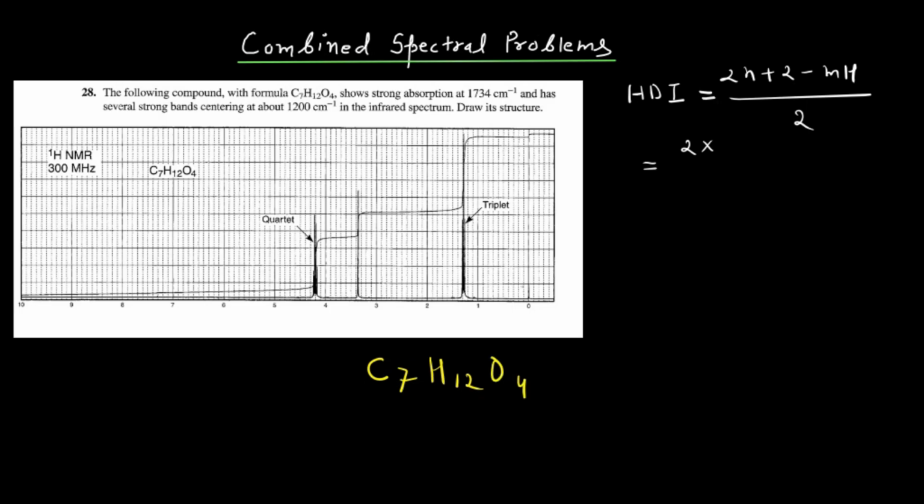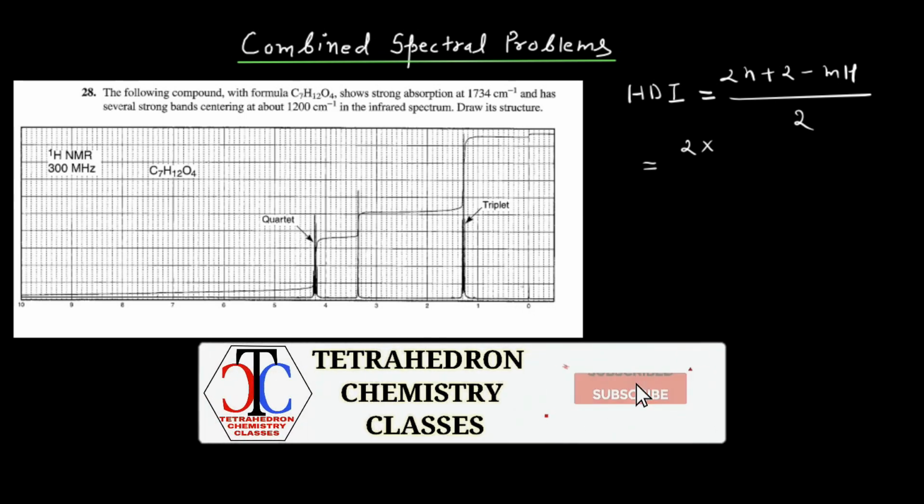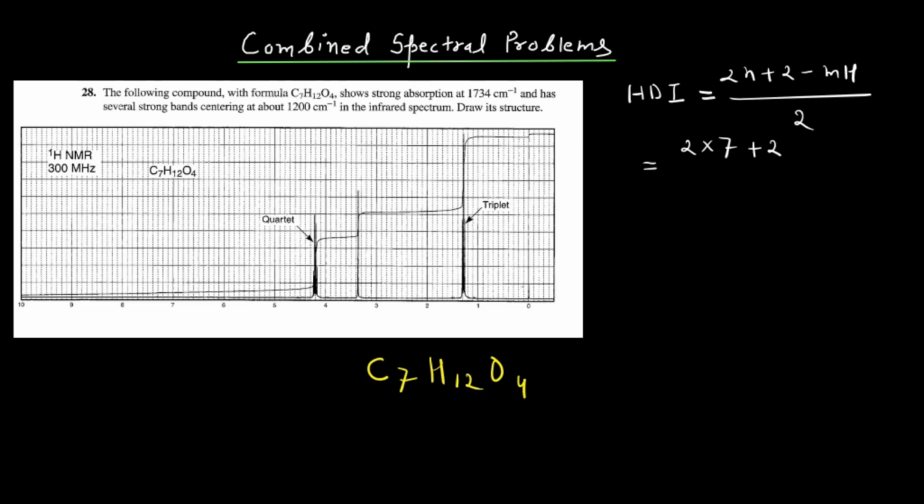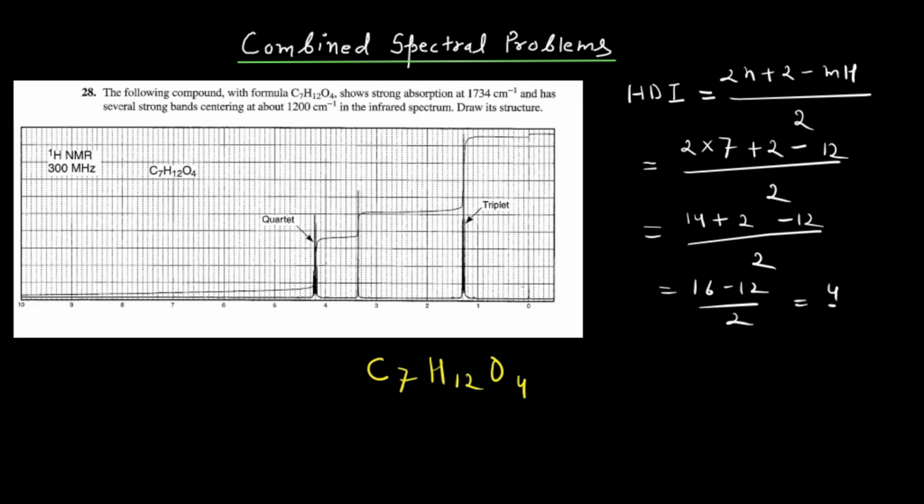C7H12O4. This is the formula you have been given. Only 7 carbons are here, so I'm writing 7 for this carbon, and then the plus 2 minus M is the number of hydrogens, so I'm writing 12 over there, divided by 2. If you apply the Bode mass rule, 7 times 2 is 14, plus 2, minus 12 over 2. This gives 16 minus 12 over 2, which gives 4 by 2 equals 2. So HDI, the index of hydrogen deficiency, is 2, which I have calculated here.